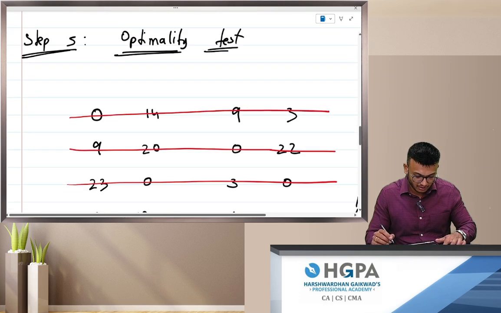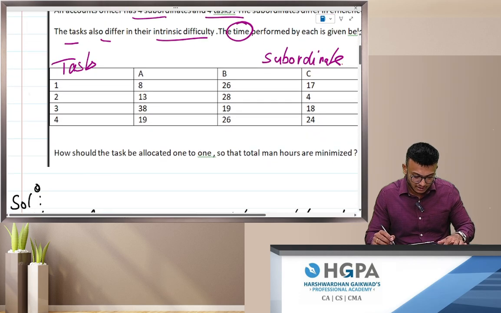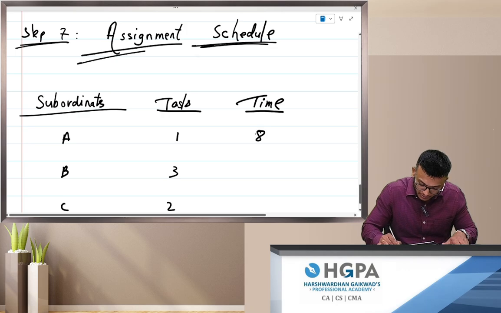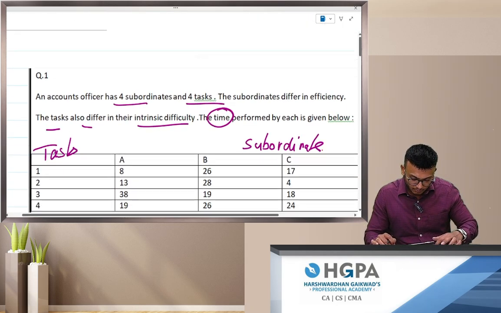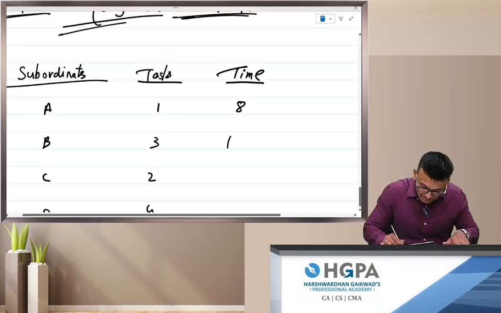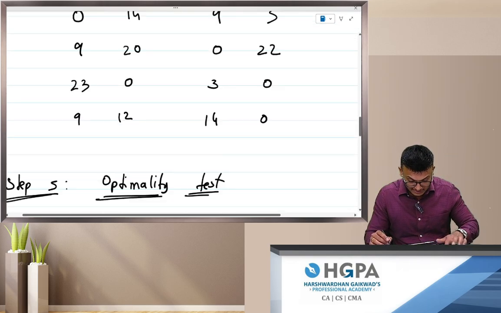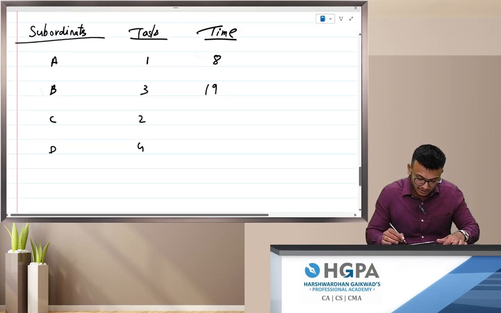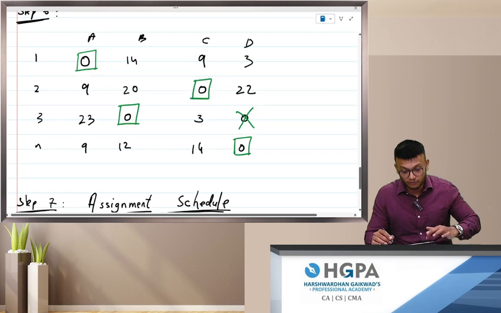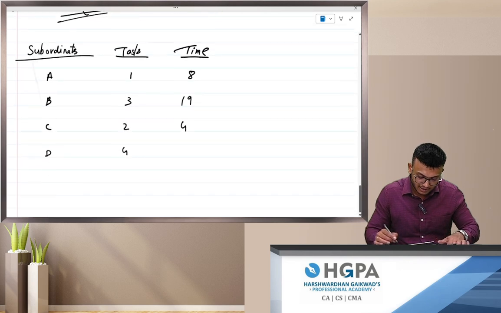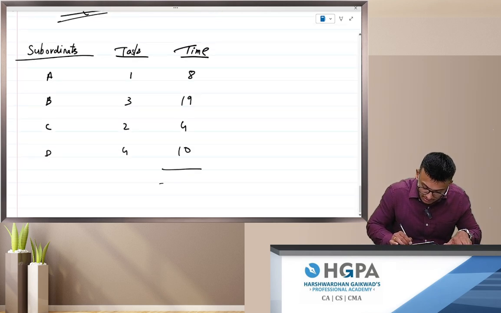Okay. A1. What was A1? A1 was 8. So I'll go here and write down A1 as 8. B3. Go there. Where is B3? B3 is 19. C2. Go and find out C2. C2 is how much? 4. And find out the last one, D4. D4 is 10. And ladies and gentlemen, that will be your final answer and your final assignment schedule.